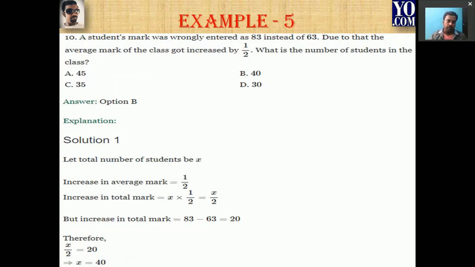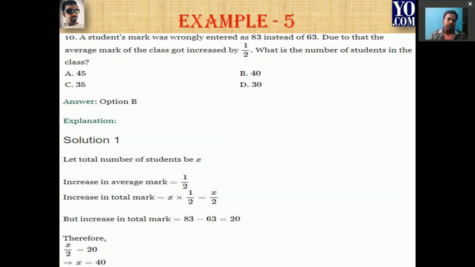Okay, right. The next question is also a very important question. This type of problem is asked in examinations. A student's mark was wrongly entered. The original mark is 63, but they wrongly entered it as 83. The mark increased by 20. Due to that the average mark increases by 1 by 2. What is the number of students in the class?